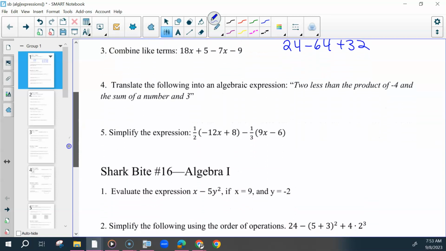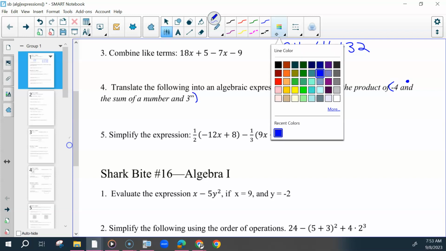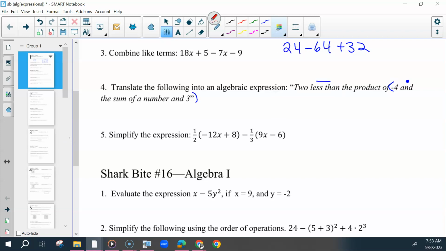2, 4. We had to translate this into an algebraic expression. 2 less than, so we know we're subtracting and 2 is going to go at the back. The product of, so everything here is being multiplied. Negative 4 and everything else is being multiplied. But negative 4 is being multiplied to the sum of everything here.